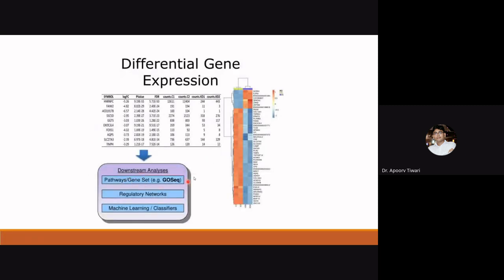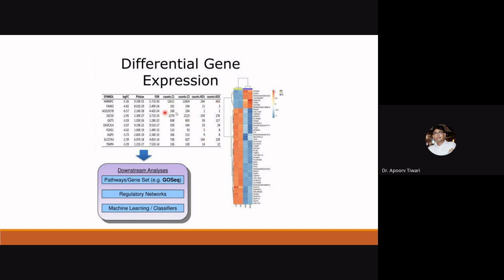So you can see these are the symbols of genes, and this is the log fold change value. If it is minus, it means these are the down regulated genes. And the p-value, and the FDR, which is the adjusted p-value, and these are the counts for particular genes.